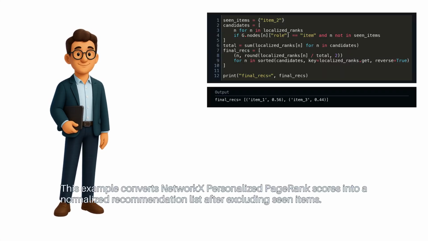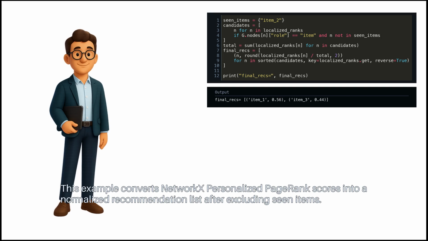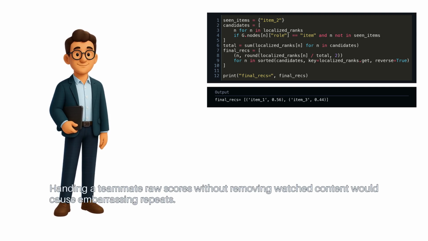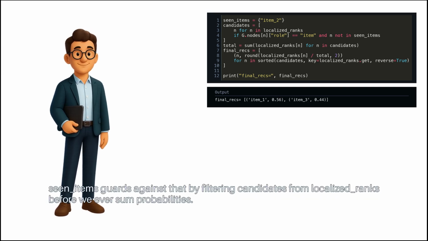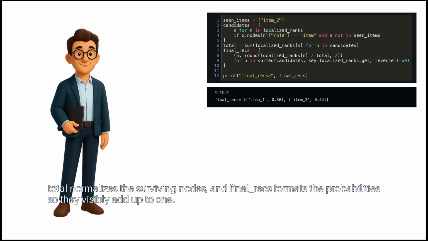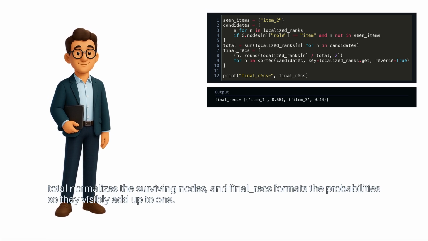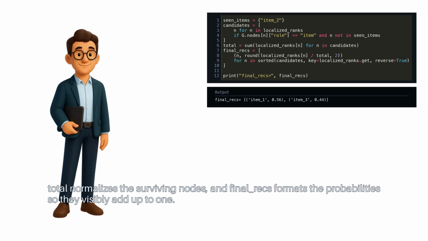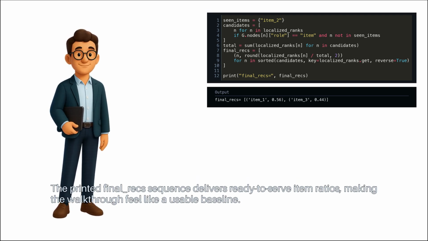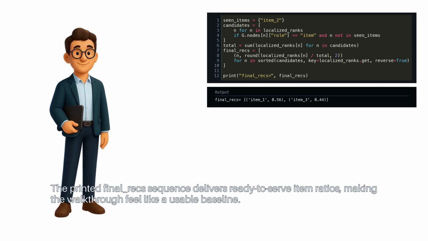This example converts NetworkX personalized PageRank scores into a normalized recommendation list after excluding seen items. Handing a teammate raw scores without removing watched content would cause embarrassing repeats. Seen items guards against that by filtering candidates from localized ranks before we ever sum probabilities. Total normalizes the surviving nodes, and final recs formats the probabilities so they visibly add up to 1. The printed final recs sequence delivers ready-to-serve item ratios, making the walkthrough feel like a usable baseline.